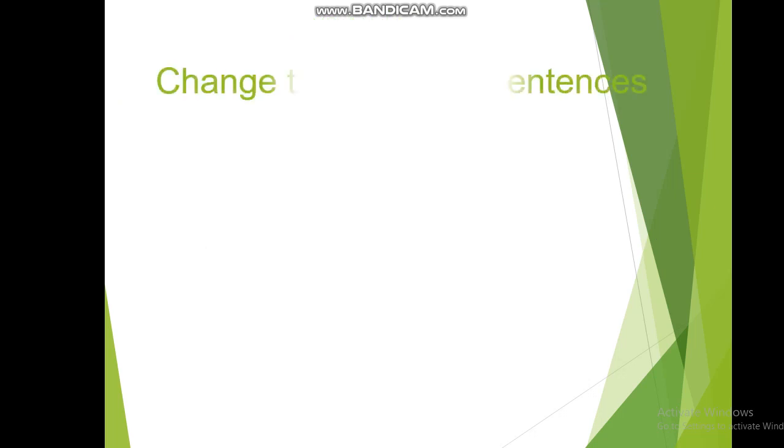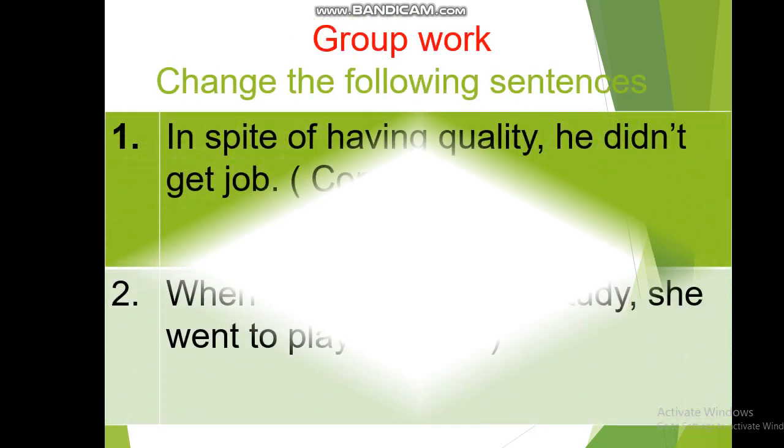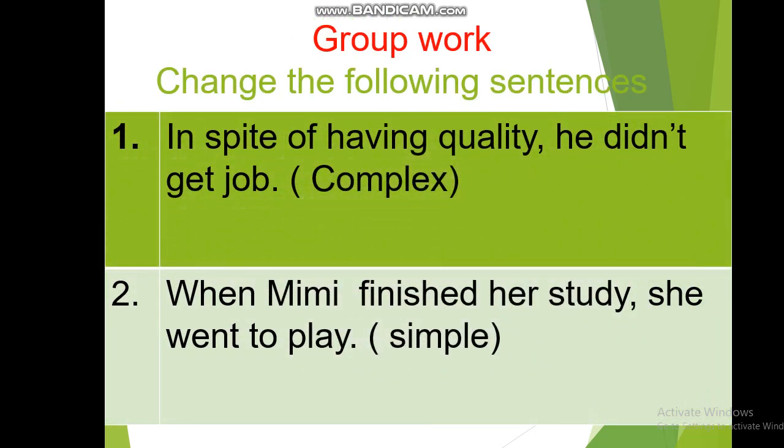Now the following sentence: in spite of having quality, he did not get a job. It is a simple sentence if you can recollect the structure of the previous slide. In spite of. Now there is an order to make it complex. Then you have to change it. I want to help you by telling the clues only. It will be transferred into a complex sentence by adding though.